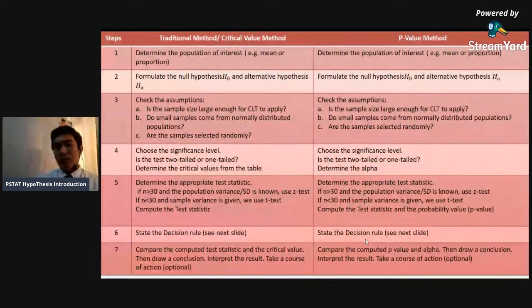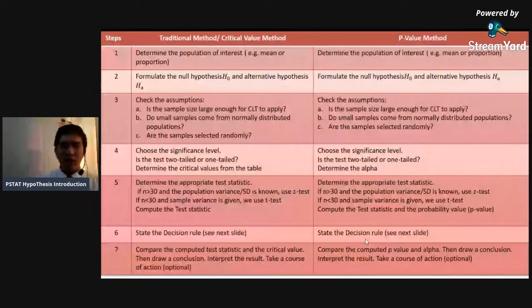Okay, so what is the difference between the two? Let's take a look. The first step, determine the population parameter of interest. For this topic, our parameter of interest is the mean. Next week, we are going to discuss the proportion. The second step is formulate a null hypothesis and alternative hypothesis. The third one, there are differences between the two methods.